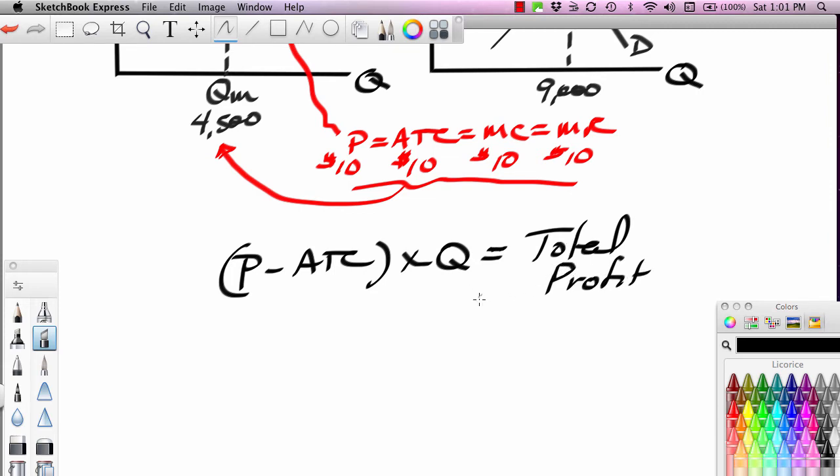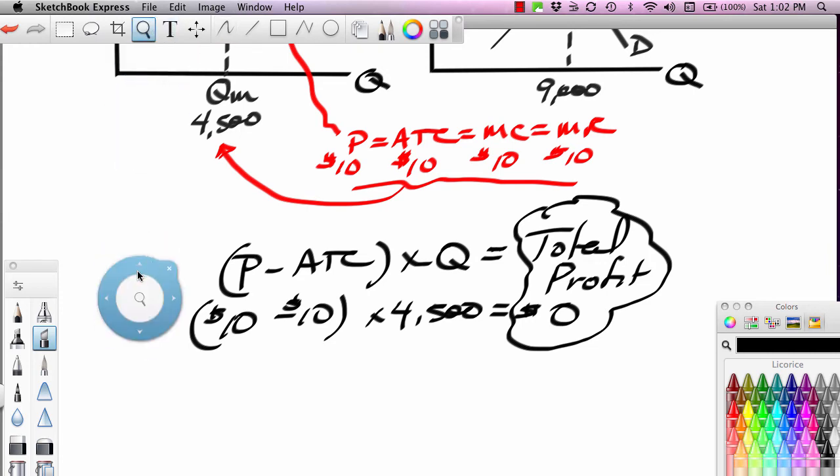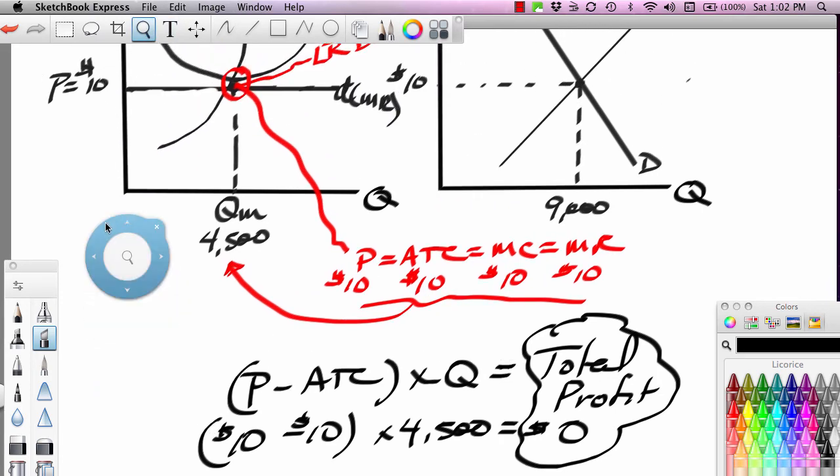Looks like my marker's taking the day off as well. And the price is 10. The average total cost is 10. So the average profit is what? 0 times 4,500, which is a total profit of 0. Again, this is economic break-even, not accounting break-even. The accountant would be showing a profit here. For each firm, the firms are just not earning an above normal profit.